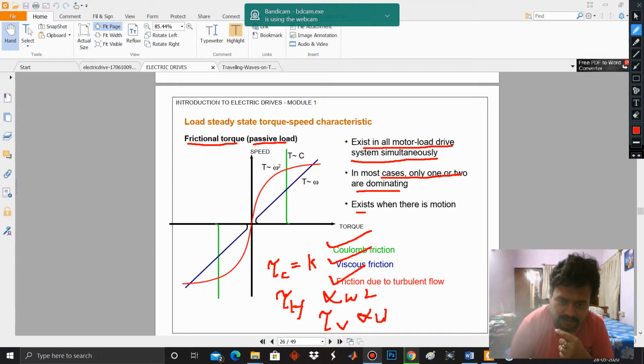So the resultant of all three is the superimposition of all these three types of torques. So the frictional torque is equal to a function of Tc, Tf and Tv.